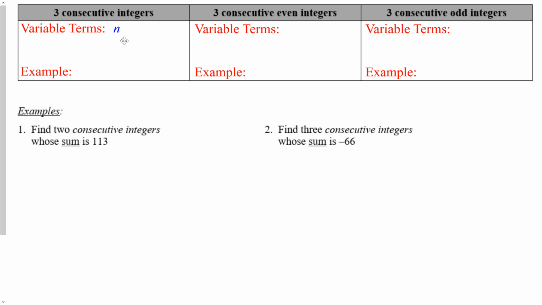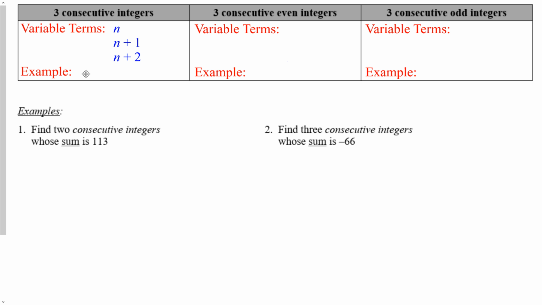So you want to use the same variable, in my case n, but in order to represent the next consecutive integer, we'd have to add 1 onto the original variable that we used for the first integer. And then if I want a third one, I'd have to add another 1 onto the one that I've already added for my second integer. And if I add 1 twice, that's really like I'm just adding 2. So the 3 variable terms that we would need to use if we are dealing with 3 consecutive integers would be n, n plus 1, and n plus 2.